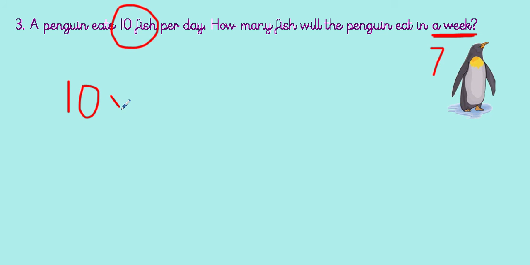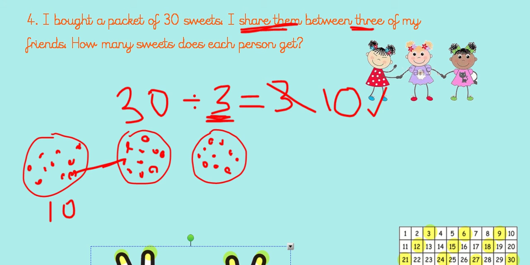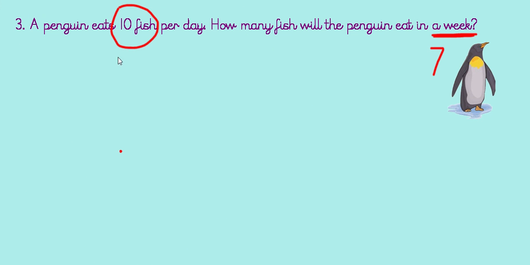So we want to know what 7 lots of 10 are. It's got 10 fish in each day, and we want to know how many fish there are for 7 days. Okay, so remember children, it's going to take me ages to draw that out, but I know how to count in 10s, so I can use my fingers, can't I?